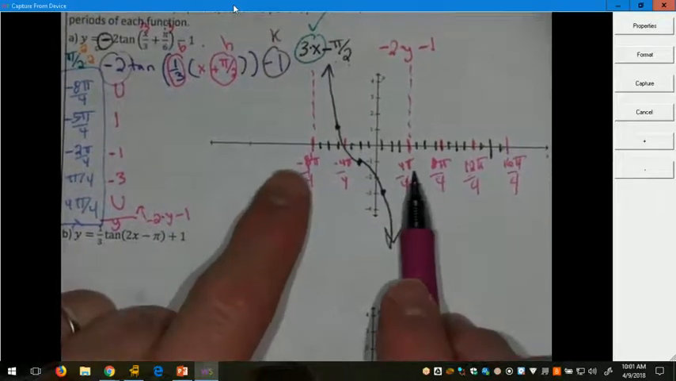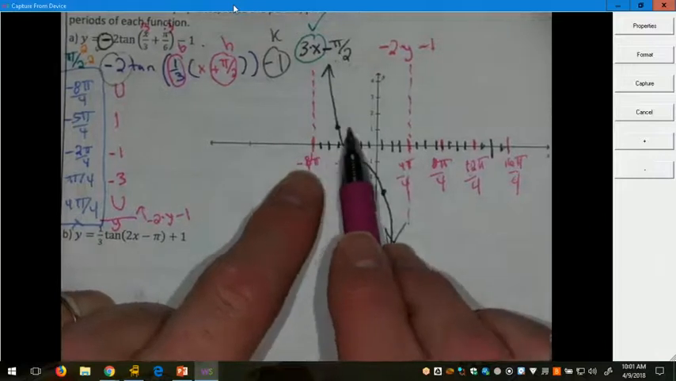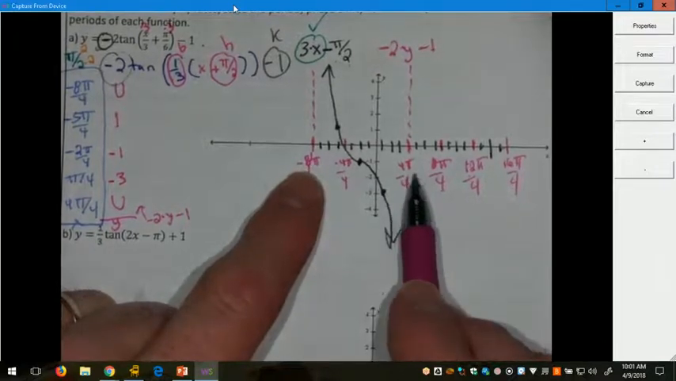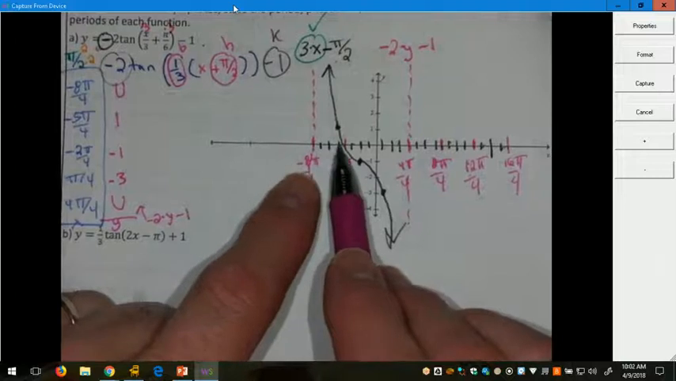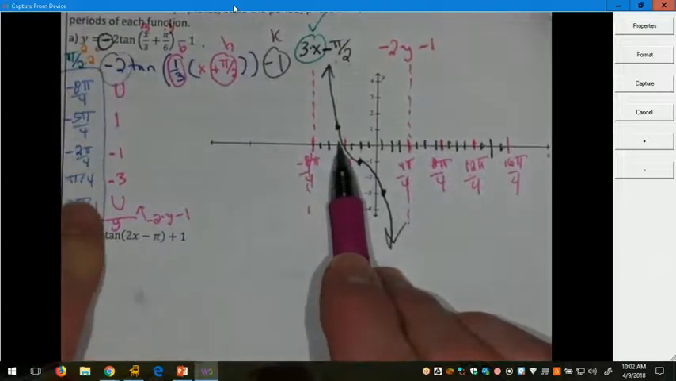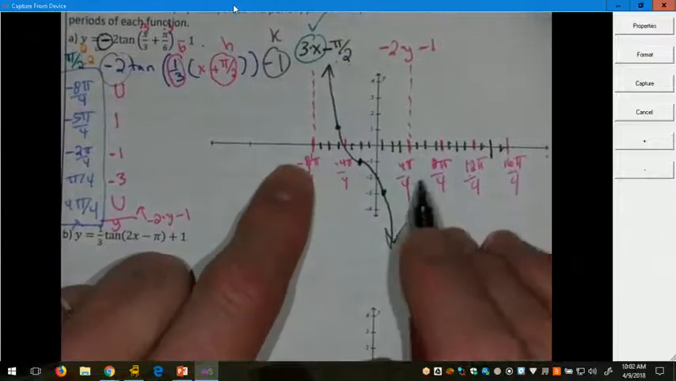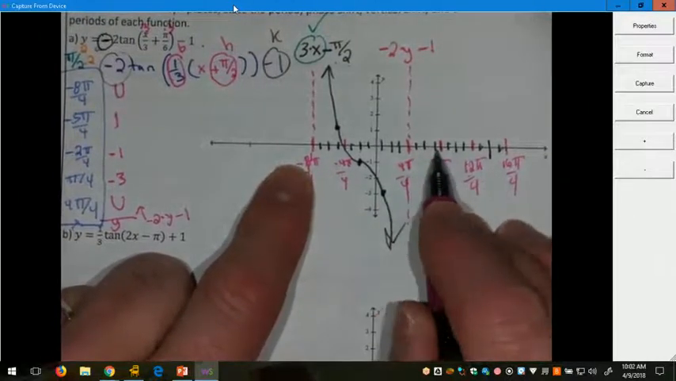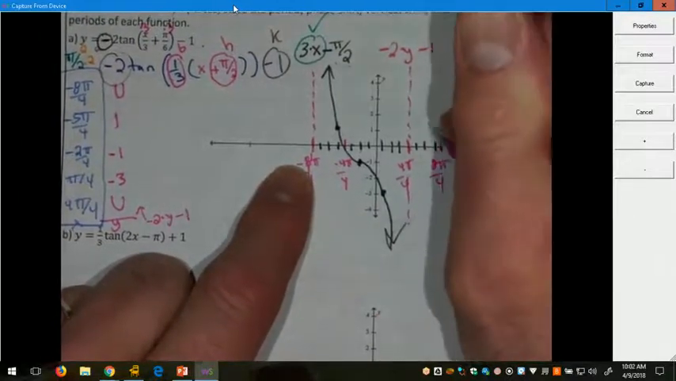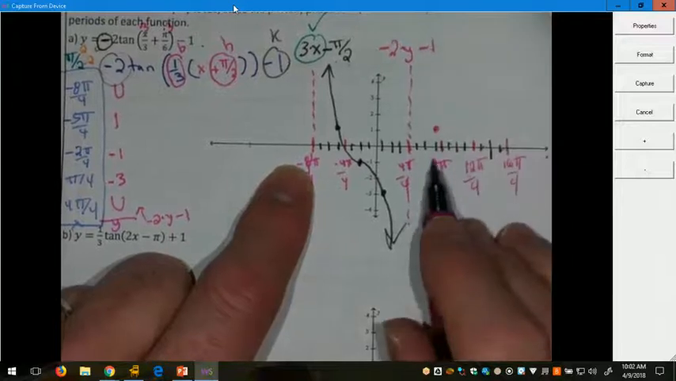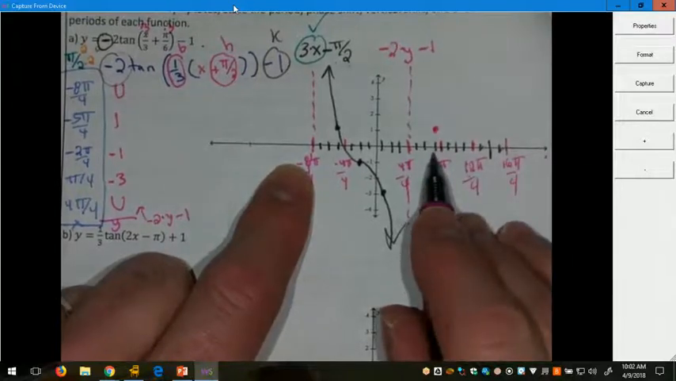To get one more period graphed, I have to plot 3 points and another vertical asymptote, and I have to do it every 3 units away since we're in pi over 4 units. So this is 1, 2, 3. From this asymptote, 1, 2, 3, I go up to 1. That's at 7 pi over 4.